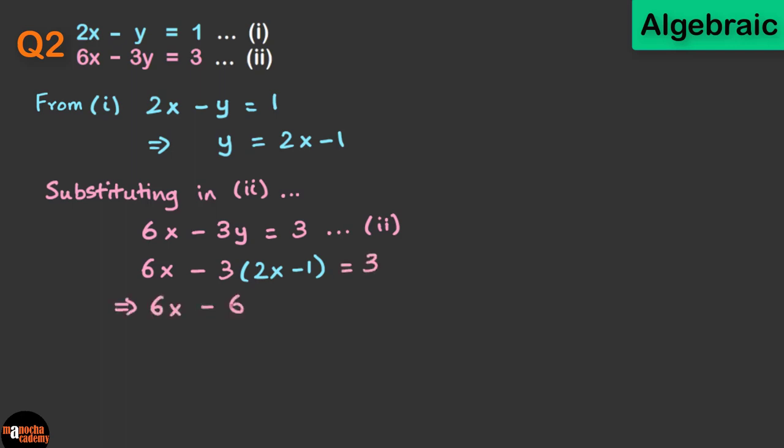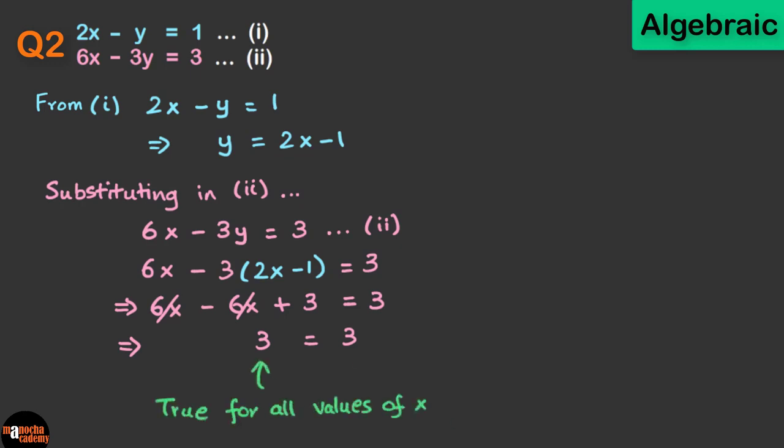On simplifying, we see that x gets cancelled and we are left with 3 equal to 3. Which is true for all values of x. Therefore, we will get corresponding infinite values of y. So looks like we have infinite solutions here.